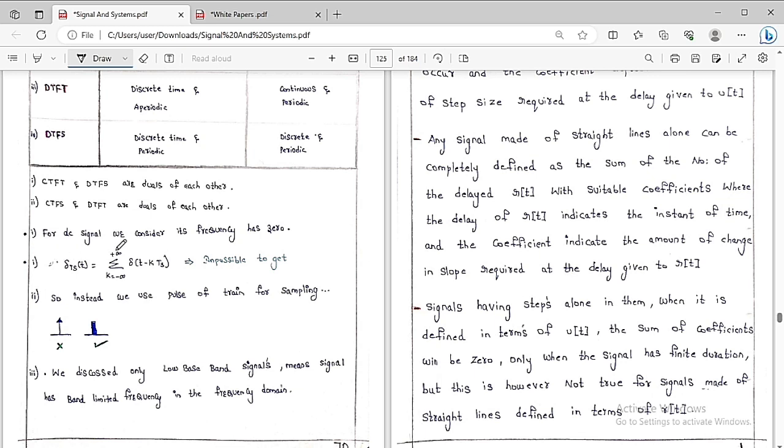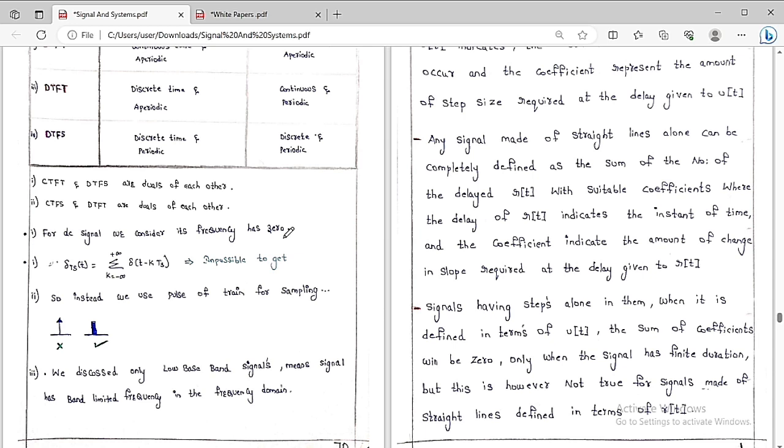Next thing here, for a DC signal, we consider its frequency as zero. For a DC signal, we are going to consider its frequency as zero by default, because the time period is infinity. Time period is infinity means frequency will become zero, because frequency is nothing but 1 by time period. So we have to assume that the signal is going to repeat after t equal to infinity. Therefore, if t is equal to infinity, f is equal to zero. So for a DC signal, its frequency is nothing but zero.